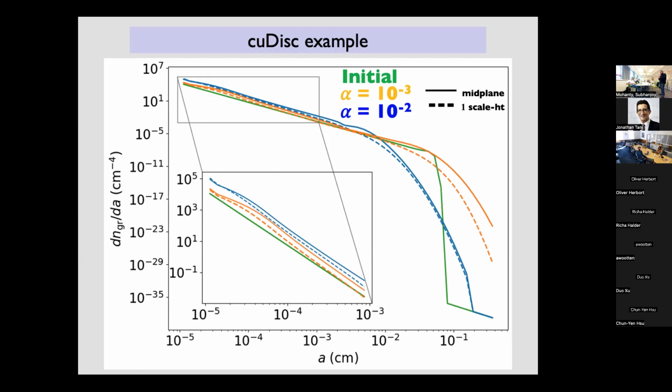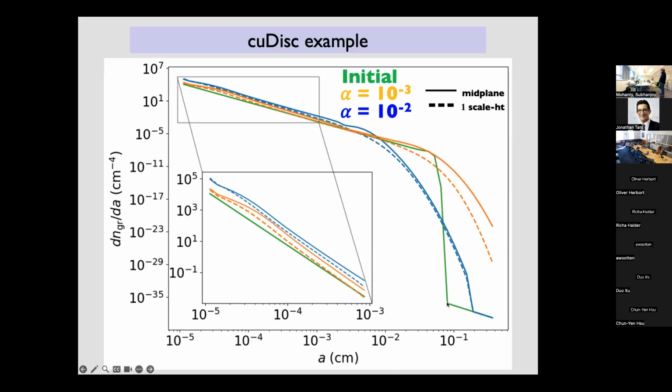In this location, we initially start out with an MRN distribution of grains. Okay, so it's sort of an ISM-like distribution of grains. It's a power law distribution with an exponent of minus 3.5. So that's shown here in green, because that's, if I can find my cursor again, right? So the green stuff is the initial distribution, and it has then an exponential cutoff at some large grain size. Okay.